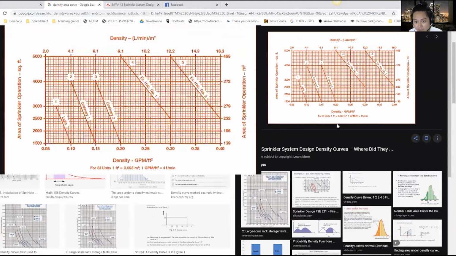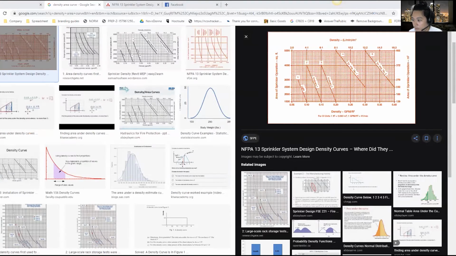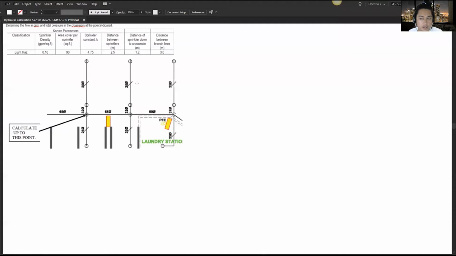We're already provided with the density. If we go back to our problem, our sprinkler density is 0.10 gallons per minute per square foot, and the classification is light hazard. That's also provided.